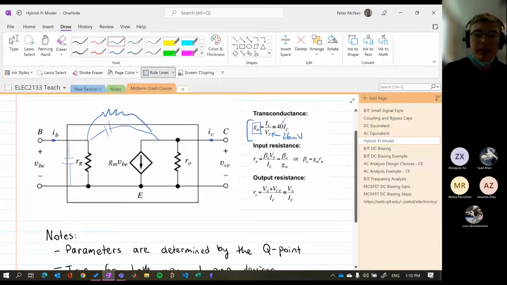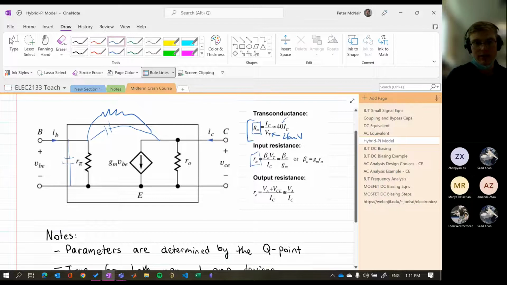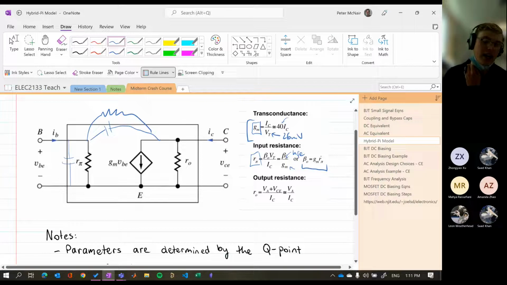Another really important parameter that we look at with our transistors is r pi. So r pi is our input resistance. Essentially, it's beta on gm. Beta is also called hFE. That's another important thing to remember. And I guess that gives us an expression for beta in terms of gm and r pi, which is another really important one that you should be remembering in case you need to convert between them.